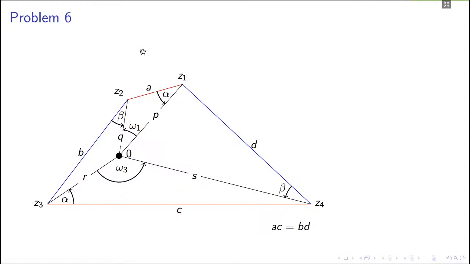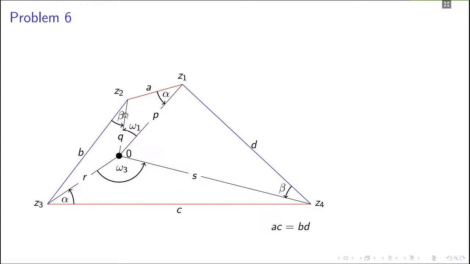So let's also label the sides. This is A, B, C, D. What is given is that A into C is B into D. And we call this angle omega 1. This is omega 3. We can call this omega 2. I have not shown it here, but this is omega 2. This is omega 4. Let's call this length OZ1.